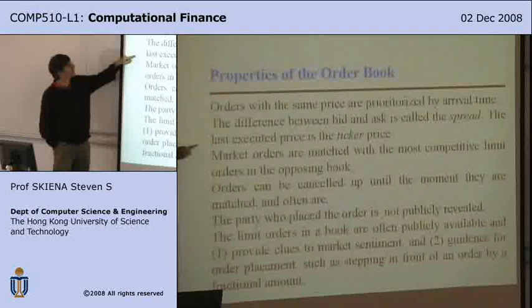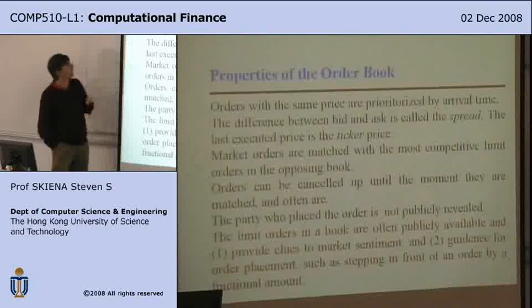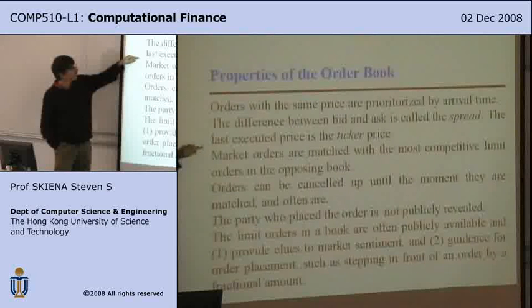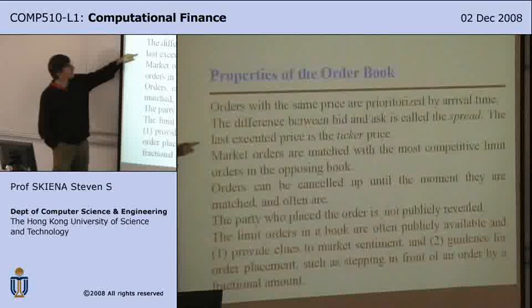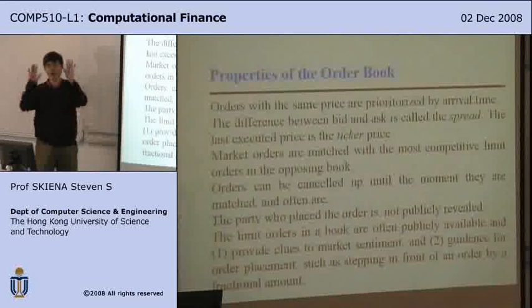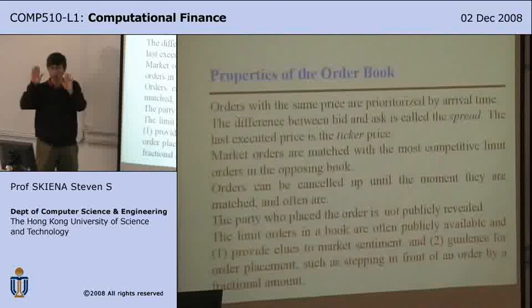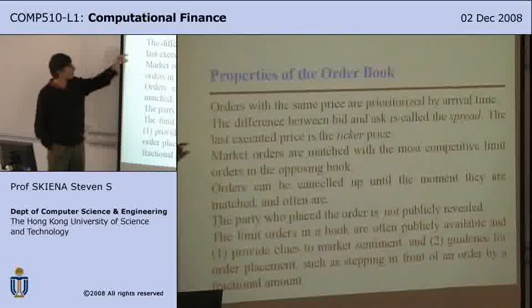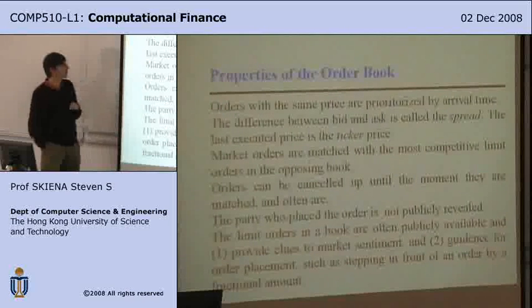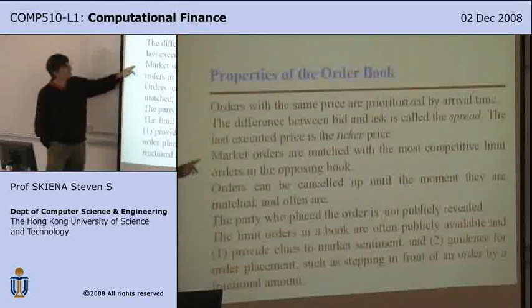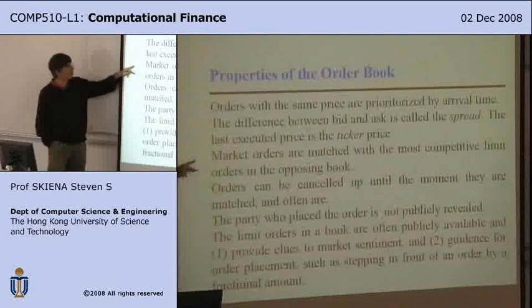But when you look at, let's say, the closing price, that was the price of the last executed trade. Okay? So there probably are still orders on both ends of the book that didn't get executed that day. When you see the ticker price, that's the last executed price. Okay, and we said that market orders get matched with the most competitive one in the opposite book.